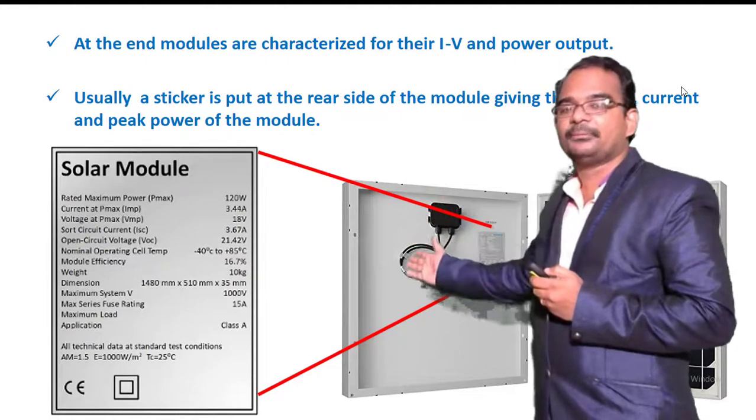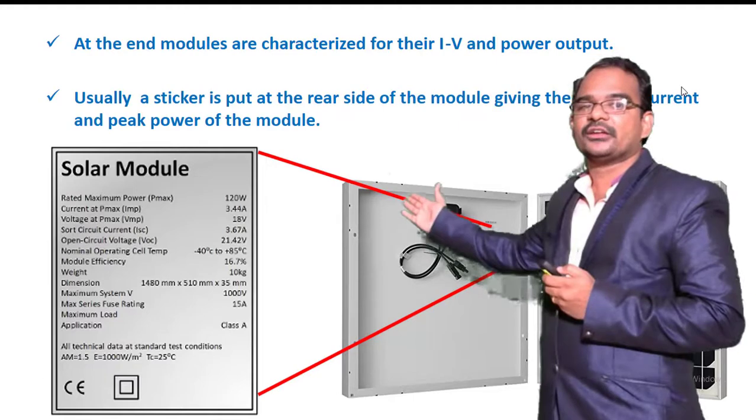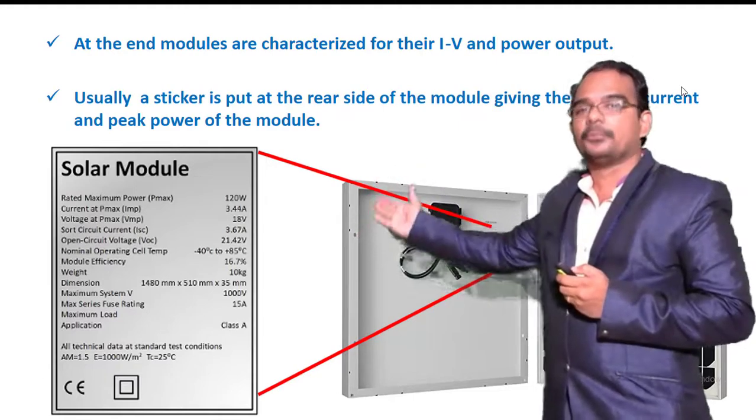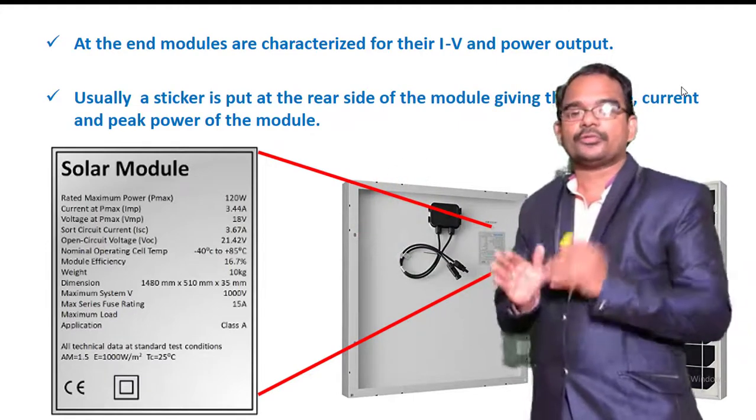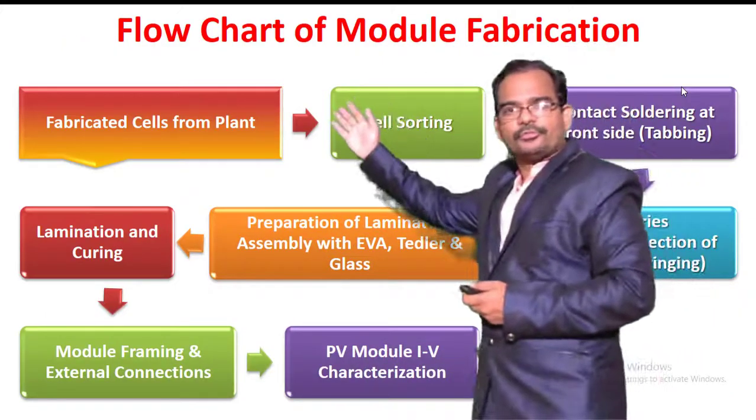All these things will be given in terms of nameplate details which are stuck to the rear side of a solar module. With this, the solar module fabrication is completed. Let's see the flow chart of module fabrication.